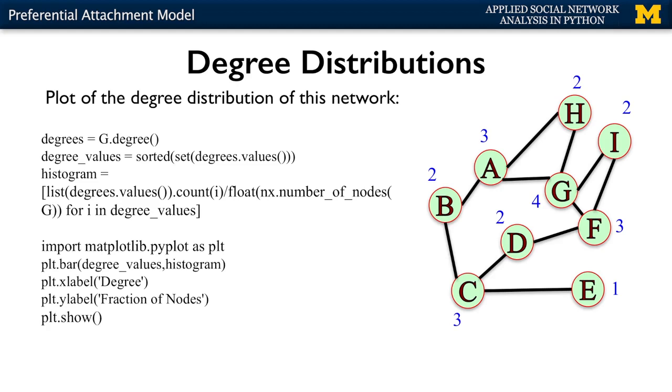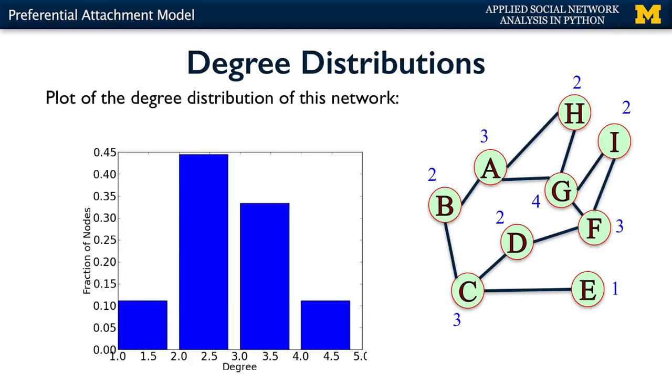And so if we do that for this network, this is what that histogram looks like. So we see that, as we had seen before, most of the nodes have degree 2, then some of them have degree 3, and very few of them have degrees 1 and 4. And this allows us to see how those degrees are distributed over the network.